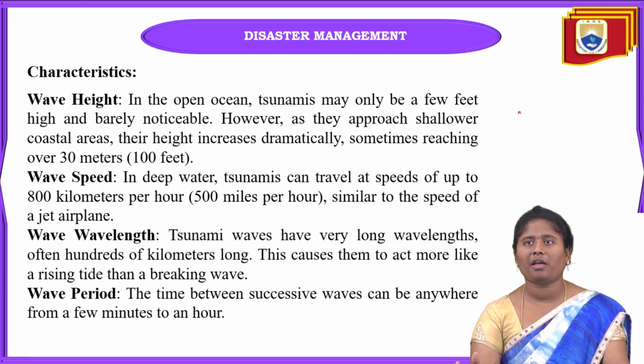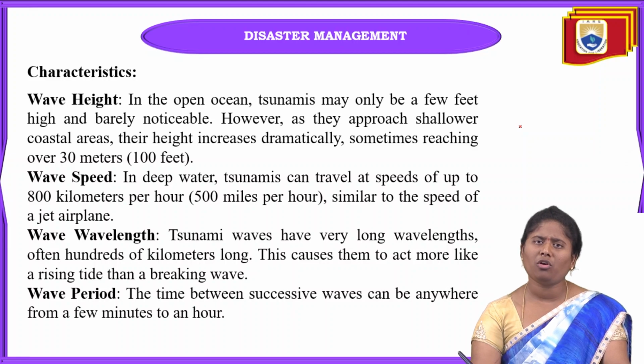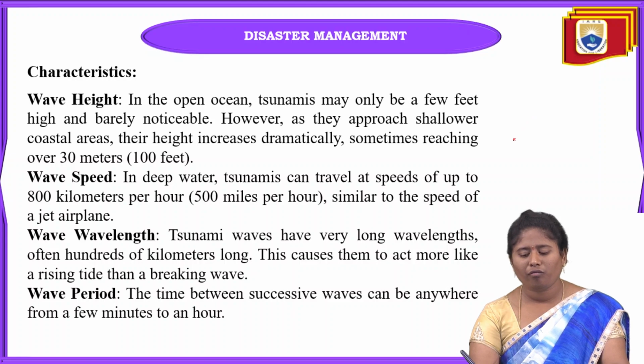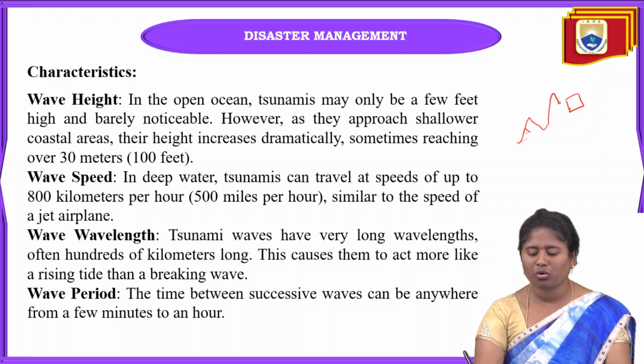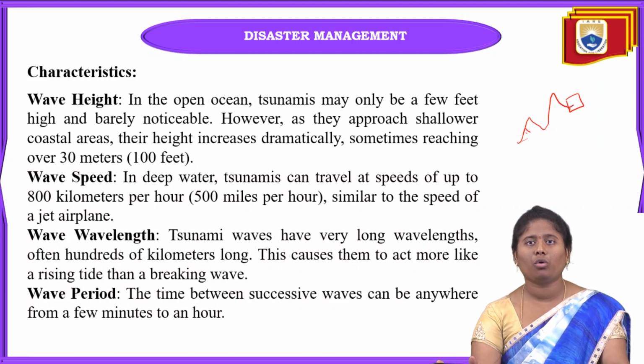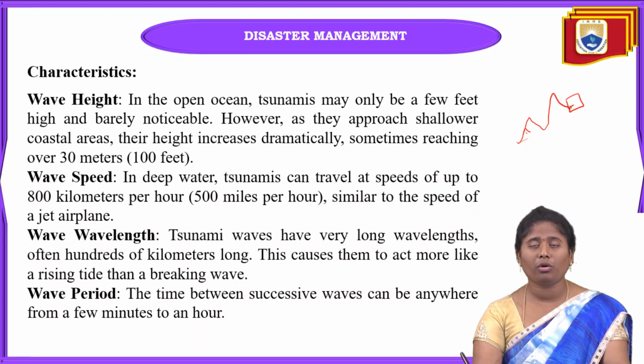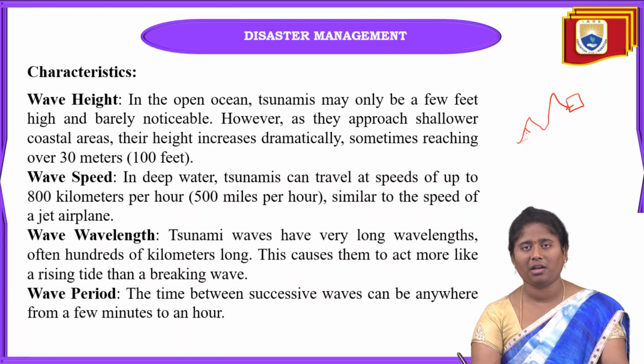First one, wave height. In the starting stage your wave height will be normal only, it can be barely noticeable also. But when this wave approaches the land, it will automatically rise its height, like this it is going to rise its height and directly attack the coast areas. Lastly, when it reaches the land it will have a height of 100 feet, meaning 30 meters.